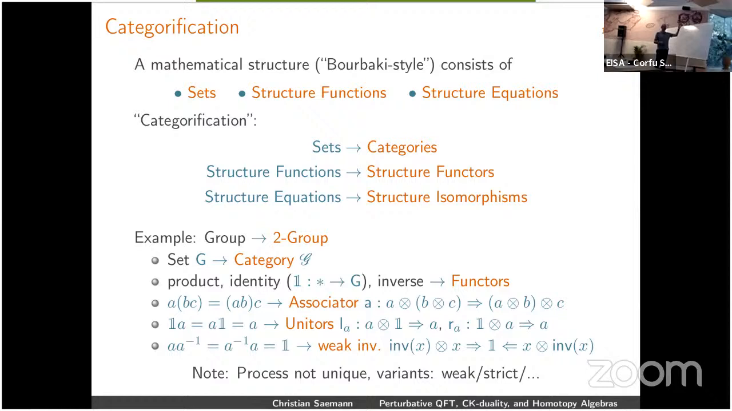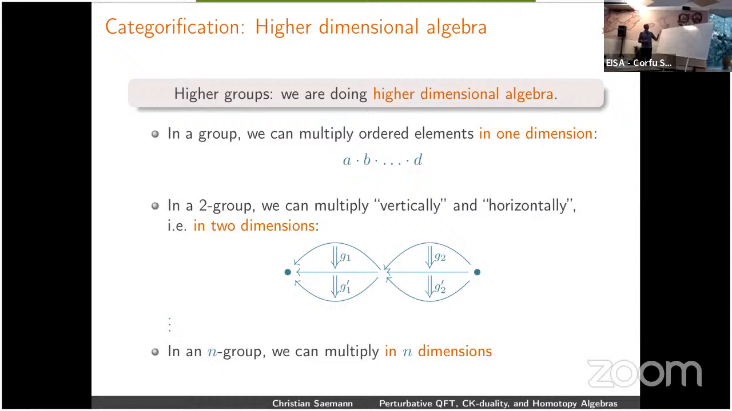Okay, so this is in principle a straightforward thing, and you can apply it to any mathematical structure, and then you get a higher version of that. Then you can iterate this, and you get higher versions, and ultimately infinity versions. If that was a little bit too abstract, hopefully not. But essentially what you're doing is higher dimensional algebra.